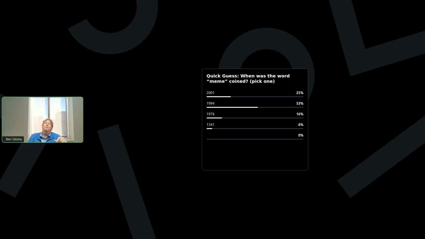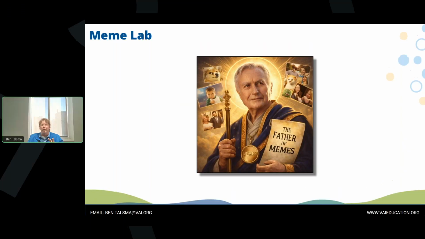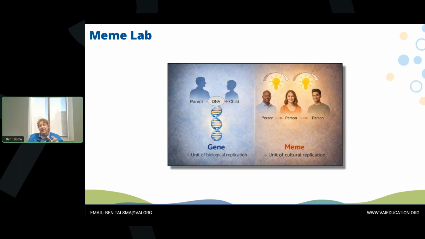In fact, it was invented by this gentleman right here. His name is Richard Dawkins. He is, among other things, known as the father of memes. And that is because as a geneticist, he had this idea. In the same way that the gene is a fundamental unit of biological replication, the meme he coined as the fundamental unit of cultural replication.